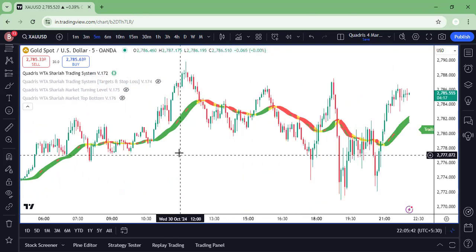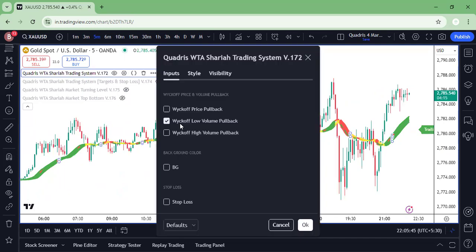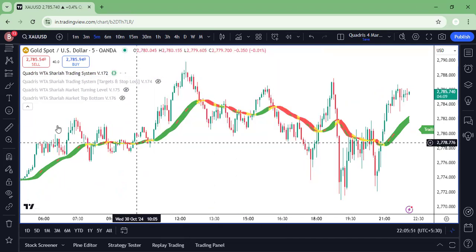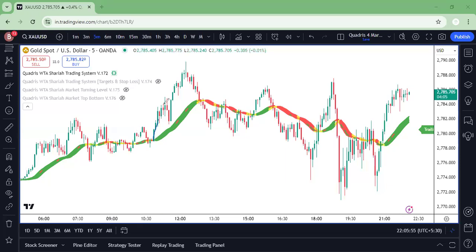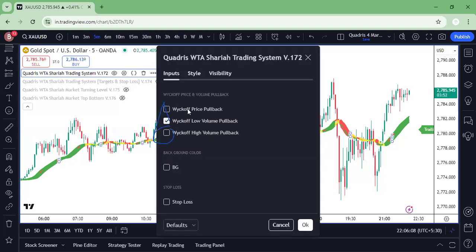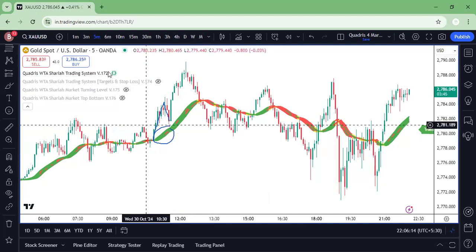because this was the exact day. So for example, I've selected Wyckoff low volume pullback. In this Wyckoff low volume pullback, this is the initiation of price, then a pullback. Now you would say why there is no pullback over here, because I haven't selected price pullback. If I select price pullback along with it, then surely I would get a pullback level over here.